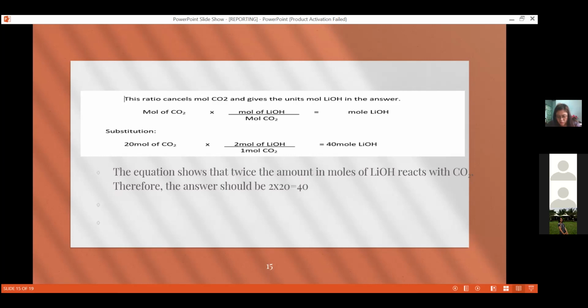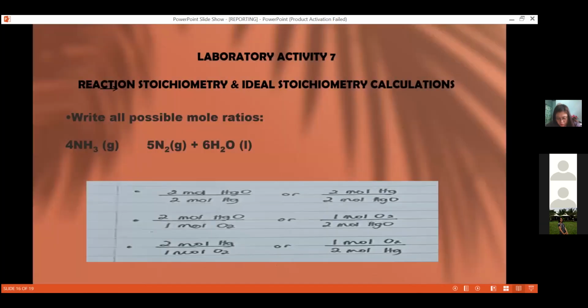So substitution, 20 mole of carbon dioxide given na siya kagaina, then times 2 mole of lithium hydroxide from the chemical formula, then 1 mole carbon dioxide, then cancel si carbon dioxide, then maiwan yung lithium. So 20 times 2 equals to 40 mole of lithium hydroxide. The equation shows that twice the amount in moles of lithium hydroxide reacts with carbon dioxide. Therefore, the answer should be 2 times 20 equals 40. Thank you.